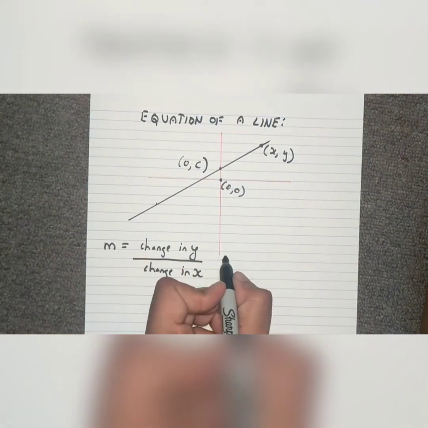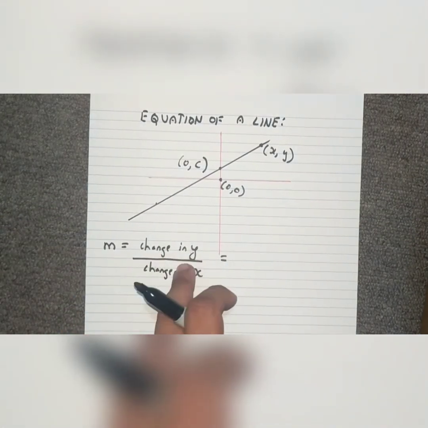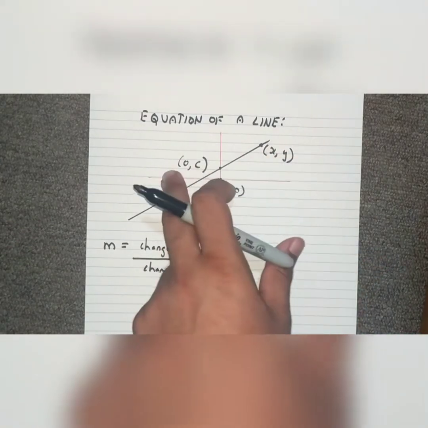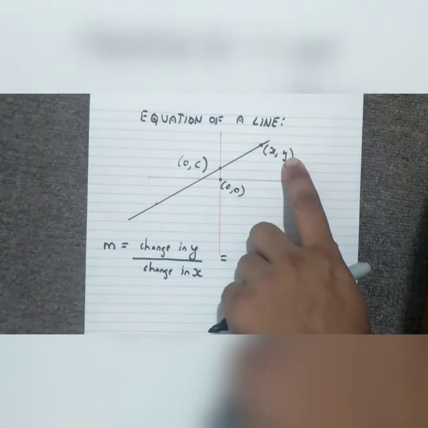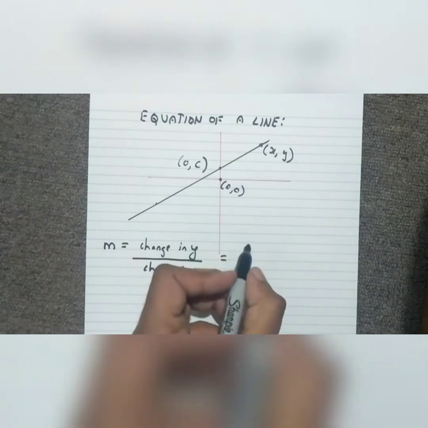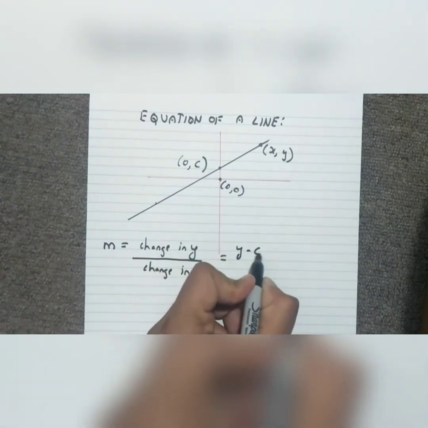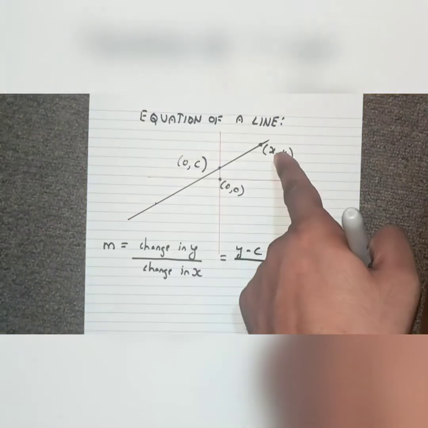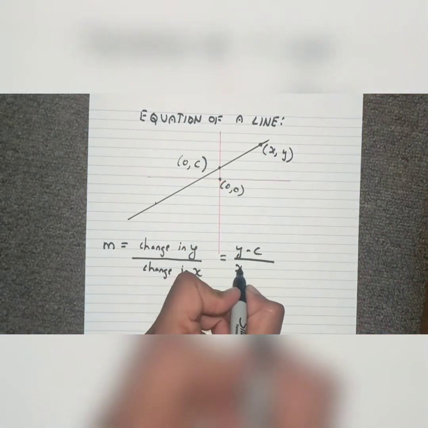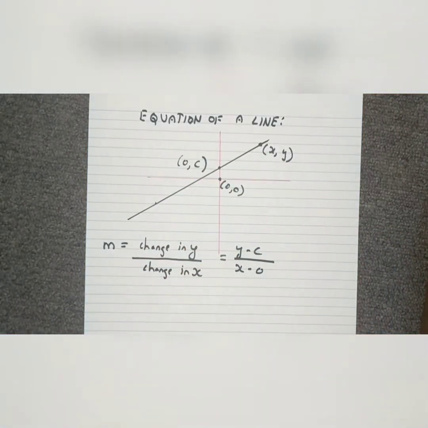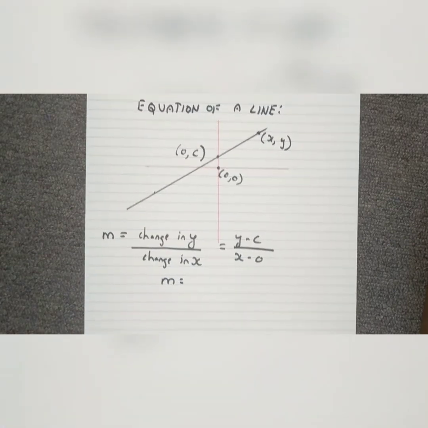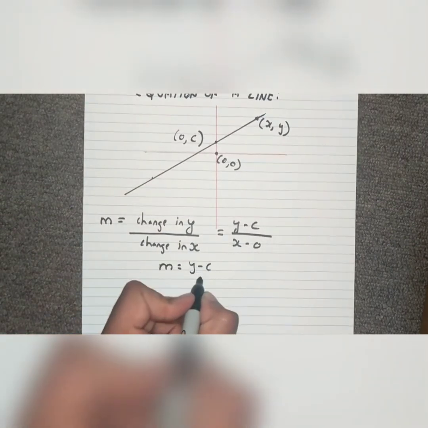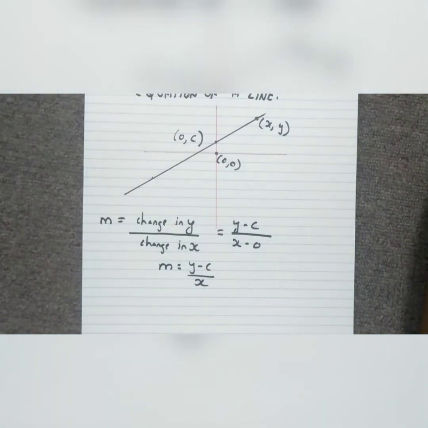Now, let's try and figure out what is the change in y value. So if I look at both these coordinates, the change in y value is going to be y minus c. So this becomes y minus c over my change in x value, which is x minus 0. So it becomes x minus 0. Writing this out, it will become m equals y minus c over x.